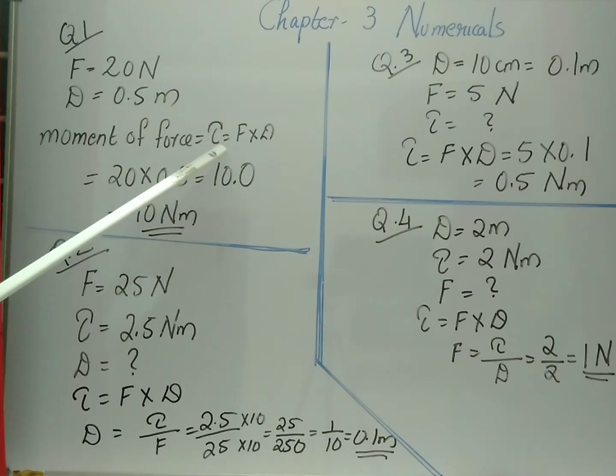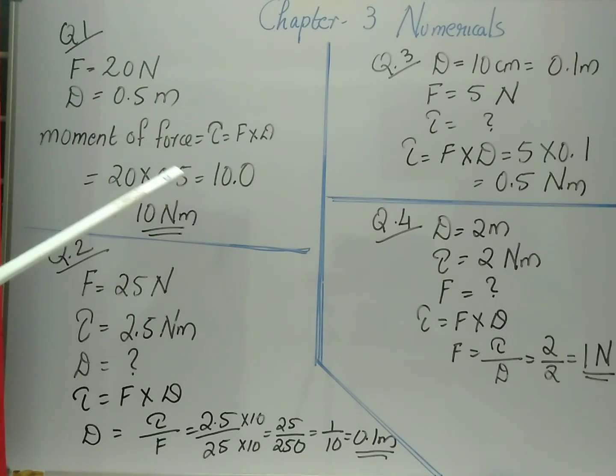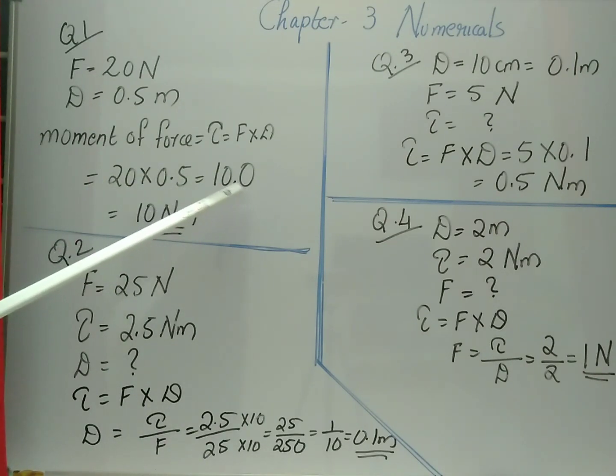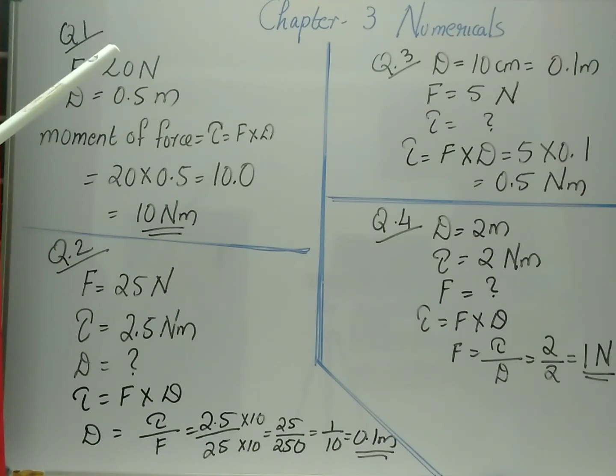Torque or tau is equal to force into distance, 20 into 0.5. We know 20 into 5 is 100. After that put a decimal. You will get the answer: tau is equal to 10 Newton meter. Newton meter is the SI unit of moment of force, or turning effect of force, or torque. Three names are there.